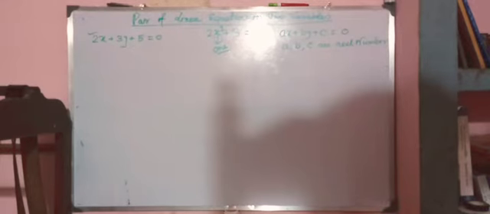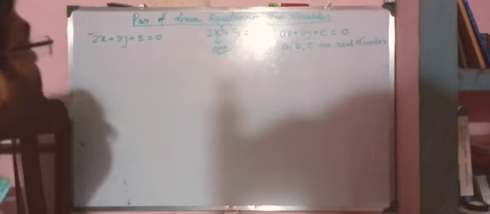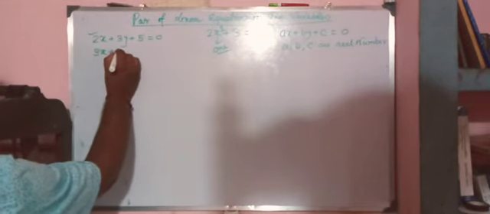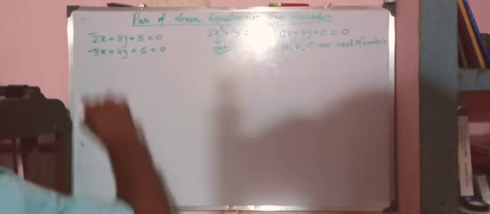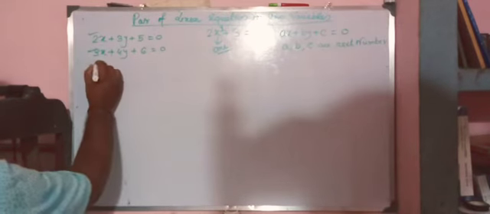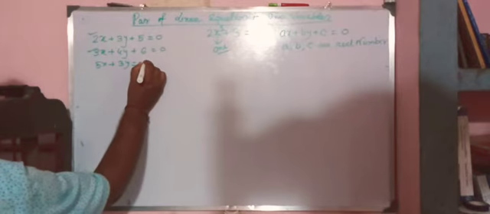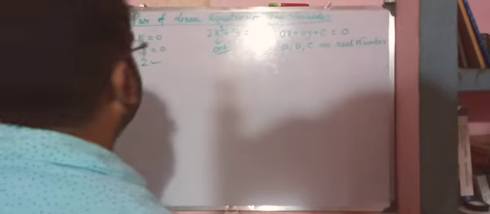Okay. Next, another example we can take, that is 3x plus 4y plus 6 equal to 0, that is also a linear equation of two variable. Understood? Or simply we can take 5x plus 3y equal to 2, that is also a linear equation of two variable. Okay, so these are the linear equations of two variables.